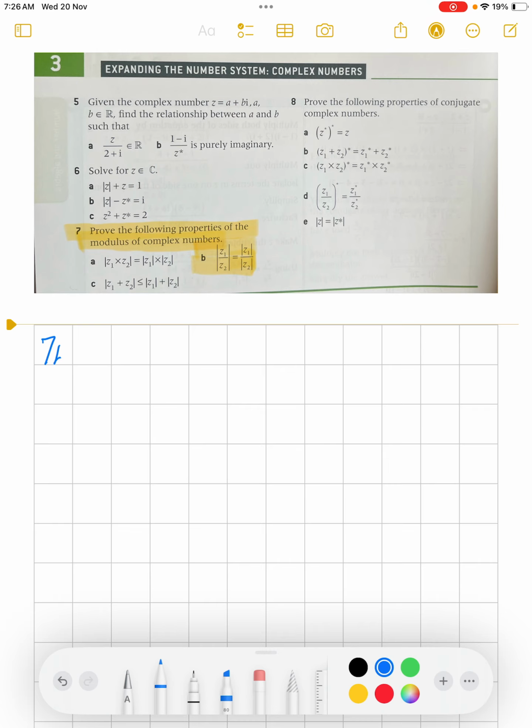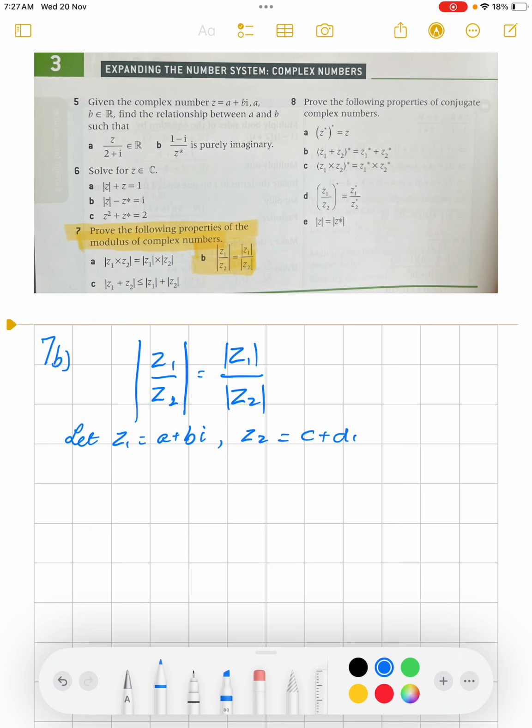I'm going to look at 7 part B, and this says to prove the following properties of the modulus of the complex numbers: the modulus of Z1 over Z2 will equal the modulus of Z1 divided by the modulus of Z2. Well, let Z1 be A plus BI, and let Z2 be C plus DI, and let's substitute and find out the left-hand expression first.